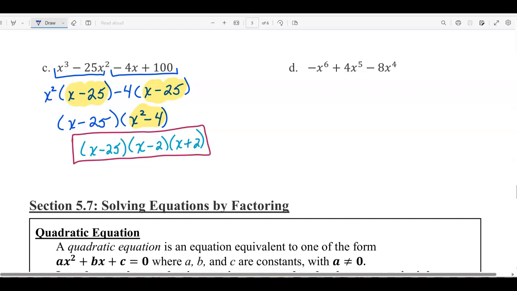Our last problem is three terms. We first want to look for a GCF. I see that I can factor an x out. My lowest exponent is a 4, and because of the leading term being negative, I'm going to factor a negative x to the 4th. When I do that, x to the 6th divided by x to the 4th is x squared. And notice the sign change because I divided by a negative. My next term is going to be a negative 4x plus 8.